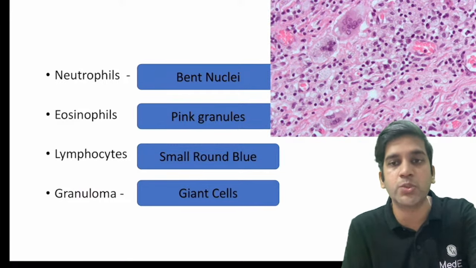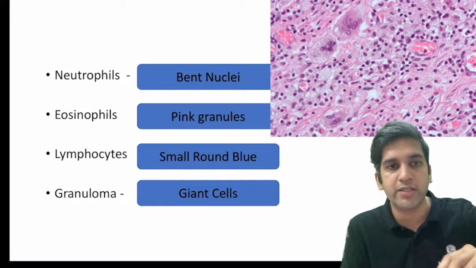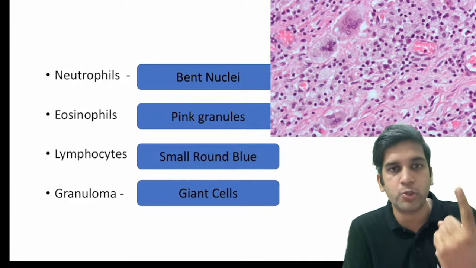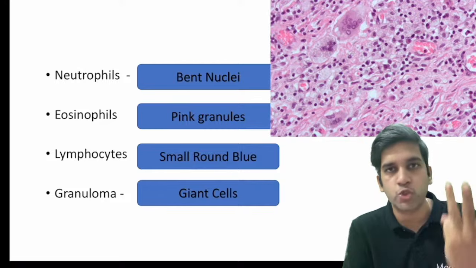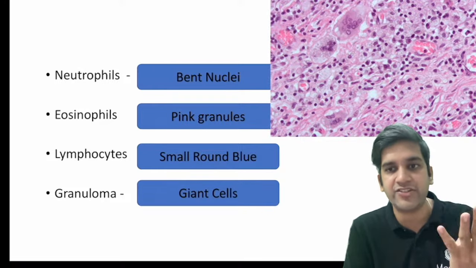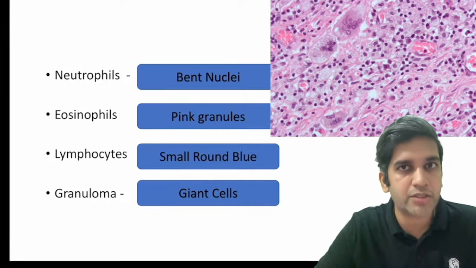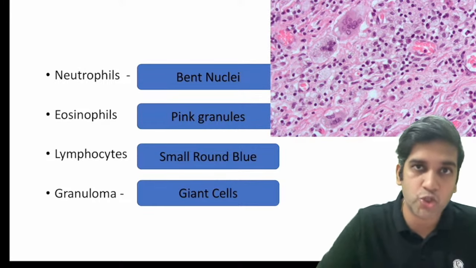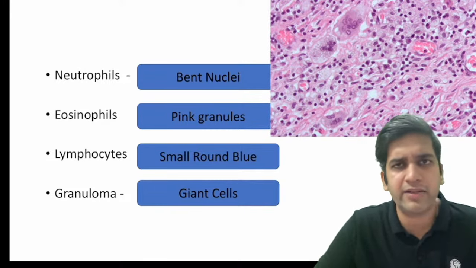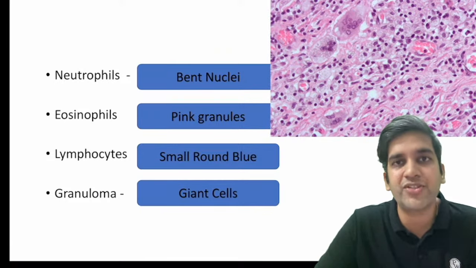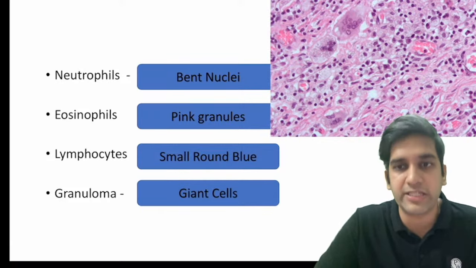So these are four things at least I want you to remember here. Just remember this clue. That's more than enough. Bent nuclei for neutrophils, pink granules for eosinophils, small round blue cells for your lymphocytes, and giant cells is a clue to pick up granulomas, right? Okay. Macrophages will have clear cytoplasm, which we already saw, right? In case of foamy cell, it'll have clear cytoplasm by default. I'm not going with mast cells or basophils because they are very, very unlikely in pathological diseases, fine?